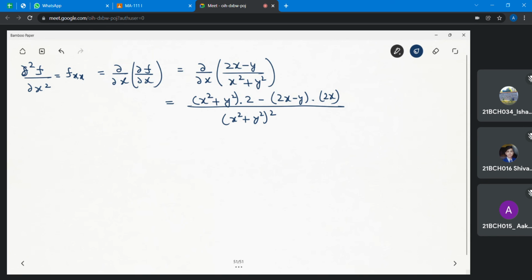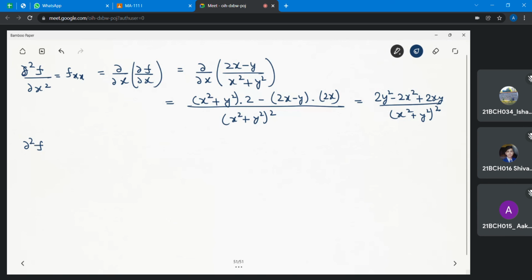The only thing you need to take care of is that when we are talking about the derivative with respect to x, we are treating y as a constant. So you can simplify this as 2y square minus 2x square plus 2xy upon (x square plus y square) whole square.